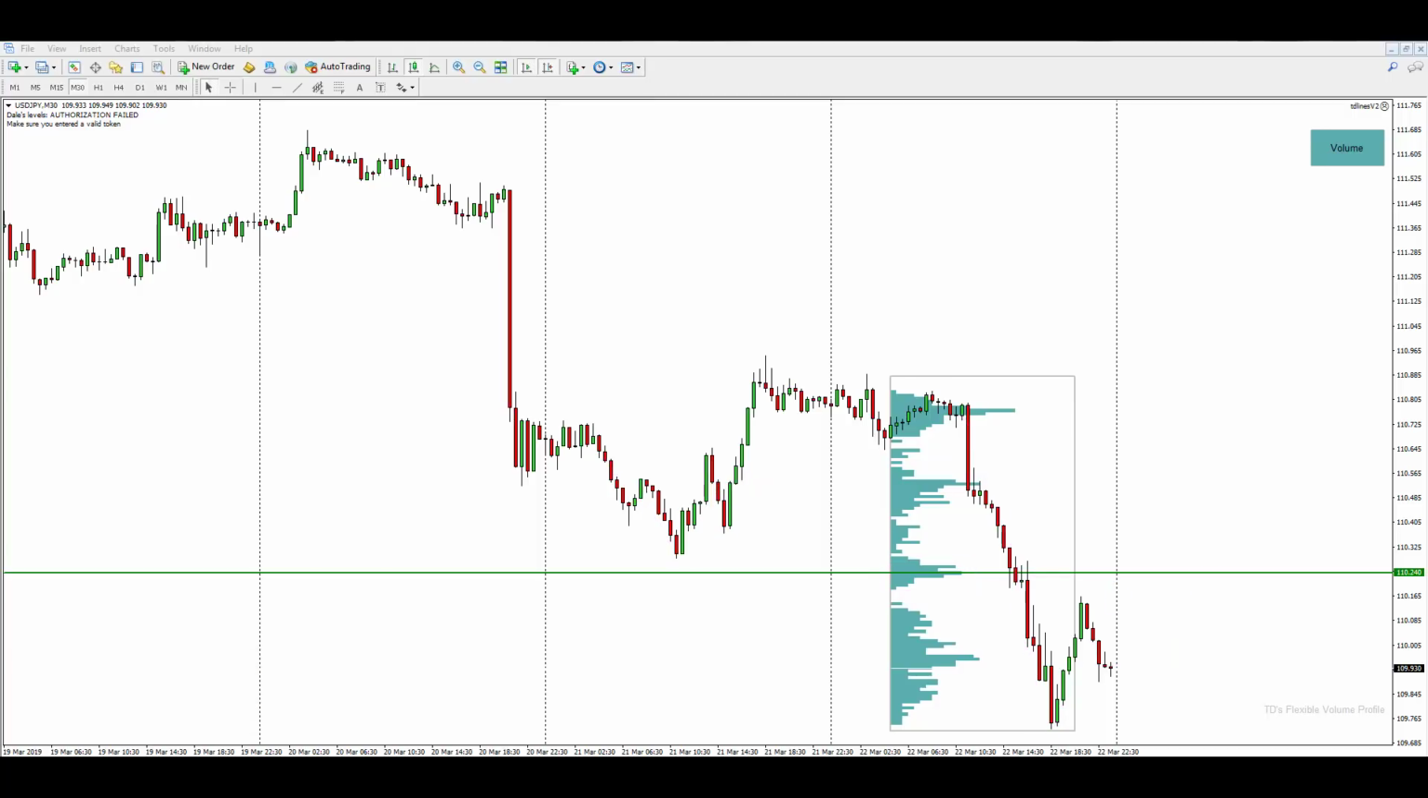By the way, this isn't the only strong resistance on the Japanese yen. If you do your own analysis, and if you use the flexible profile like I do, I think that you'll be able to spot those levels yourself.